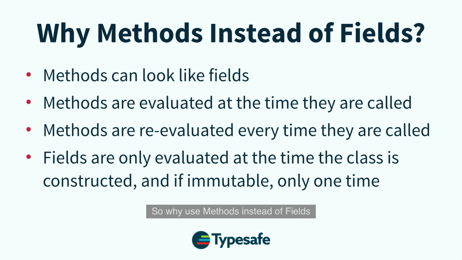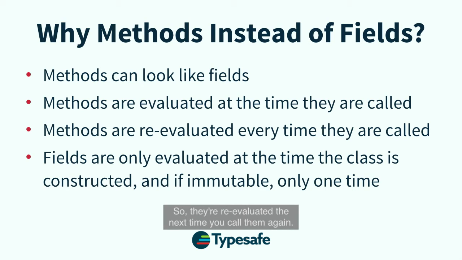So why use methods instead of fields if a method can look like a field? For example, our method hello on the previous slide. Methods are evaluated every time they are called, at the time they are called. So they are reevaluated the next time you call them again. Fields, on the other hand, are only evaluated at the time the class is constructed, and if immutable, only the first time. This gives you a balance between evaluation order. Methods are evaluated every time you call them. Fields are evaluated only when the class is constructed and one time.